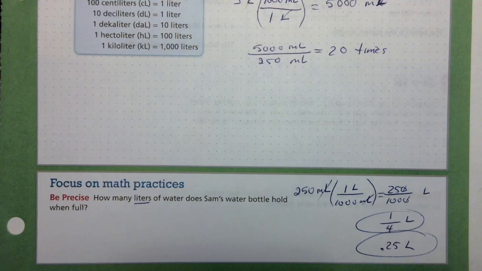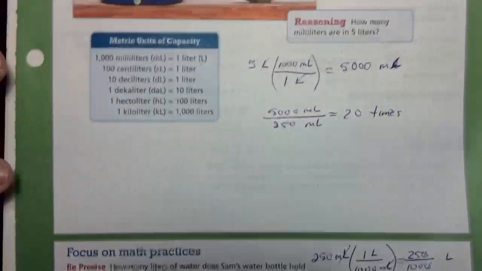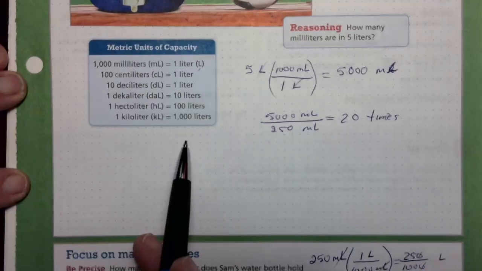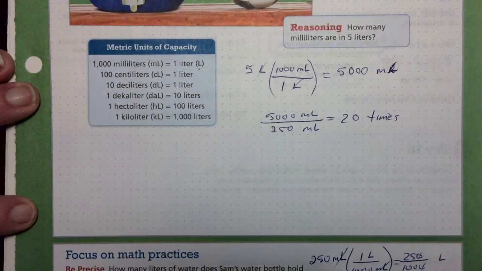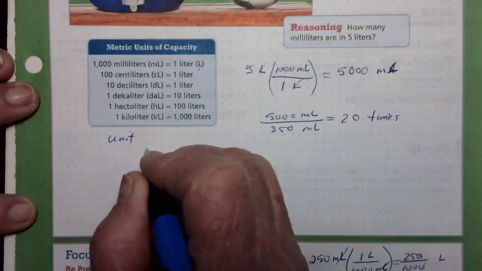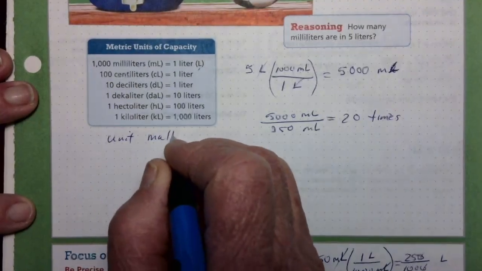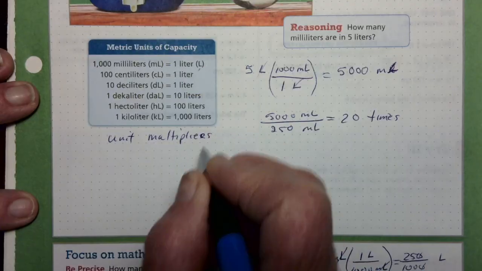Okay, so we're doing the same thing we were doing. We're going to use facts. These are all facts. They're called unit multipliers, conversion factors. Unit multiplier is the same thing as a conversion factor. Sometimes they use one terminology, sometimes they use the other. These are unit multipliers. And I can't keep from saying it that way because that's the way I learned it.